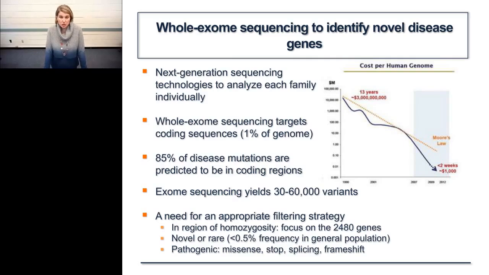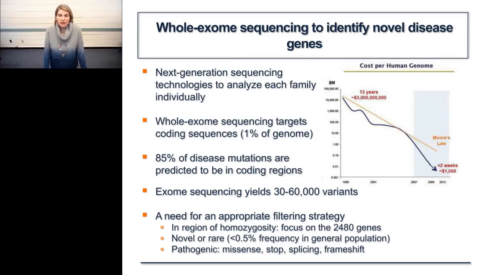And so what we needed to do was to identify a filtering strategy that would allow us to identify the disease-causing mutation. So we focused on the region of homozygosity because that's where we predict that our mutation is going to be. And so only on those 2,480 genes. Then the mutation has to be novel or rare. This is a very rare disorder, so it cannot be something that's floating around the population and that could cause disease in multiple people. We also expect it to be pathogenic, which means to disrupt the function of the protein.